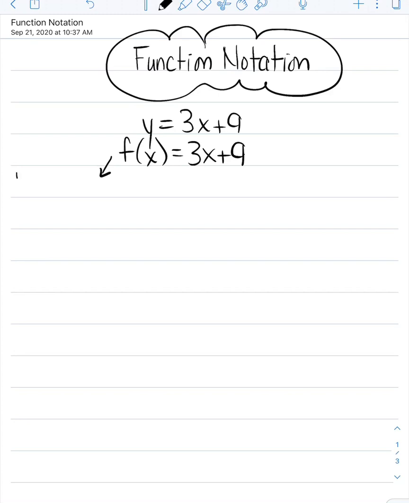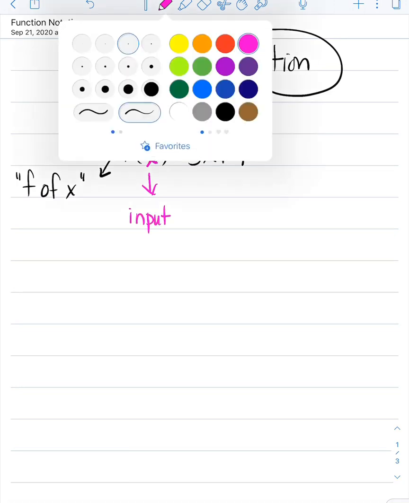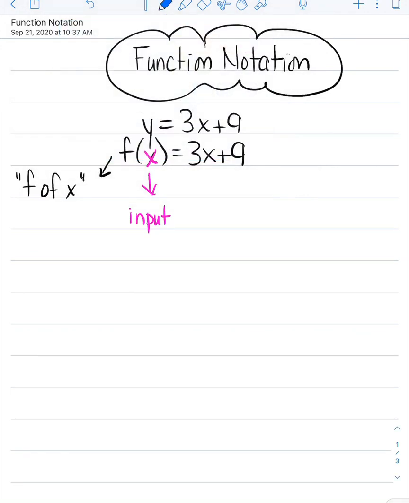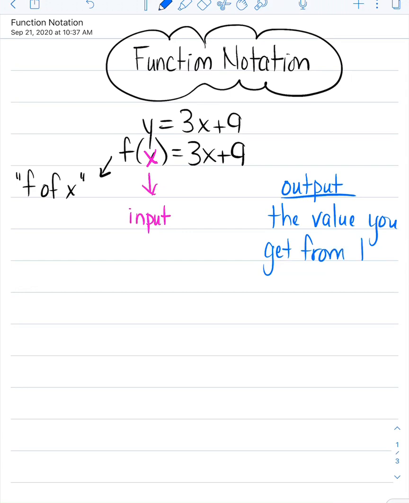First of all, this is how you read it, f of x. The next thing you need to understand is that your x is your input value. That is what you put into the equation to get your output. And the output is the answer that you get. So let's write that. The output is the value you get from the input or from substituting that in.